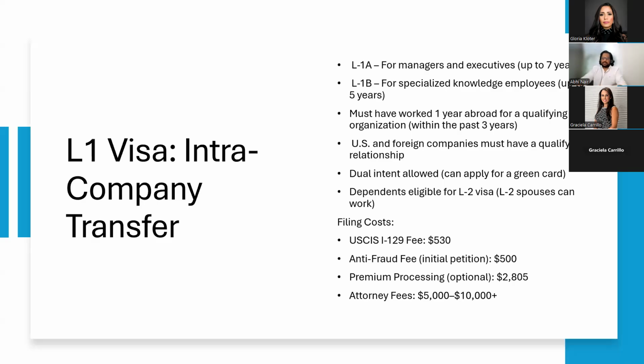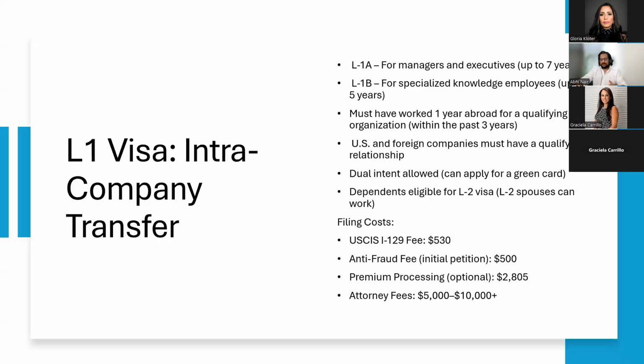Here's how it works. If you have worked for at least a year at your company's overseas office within the last 3 years, your company can qualify you for an L1A visa. L1A is for managers and executives, and it can go up to 7 years. L1B is for specialized knowledge roles, typically capped at 5 years.